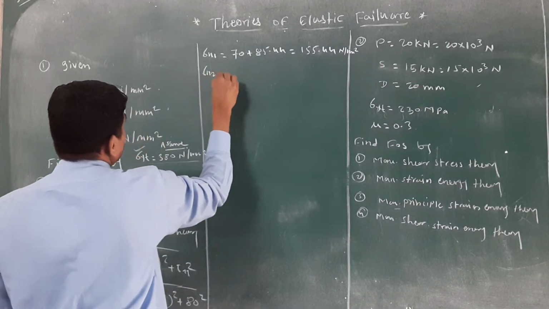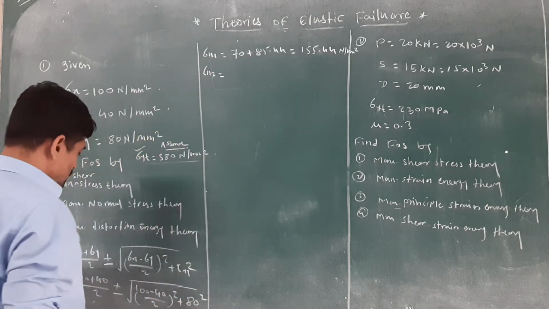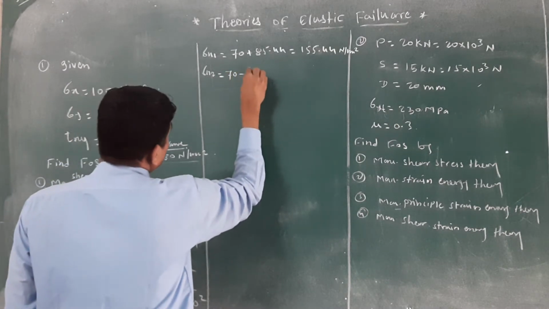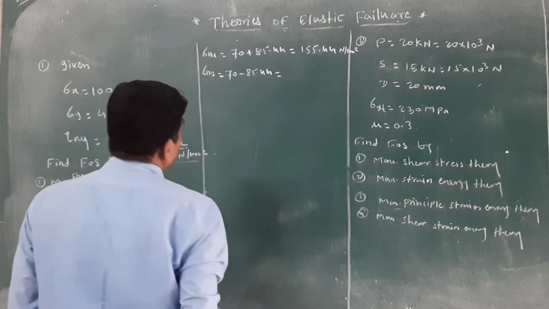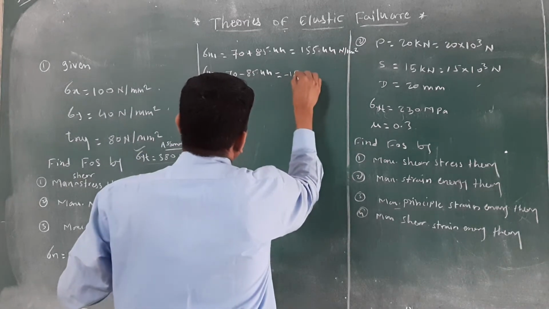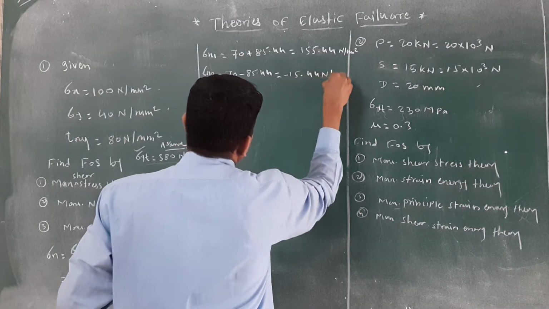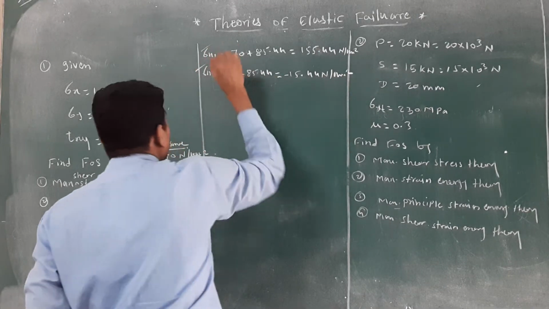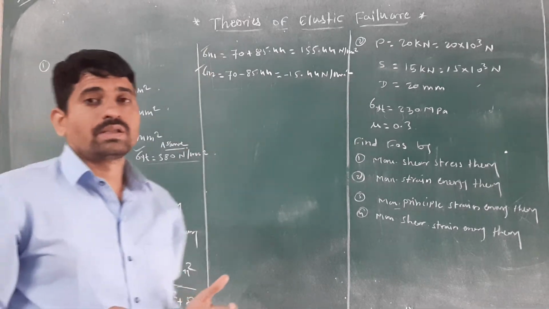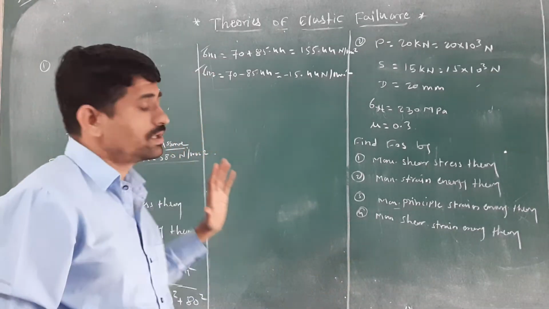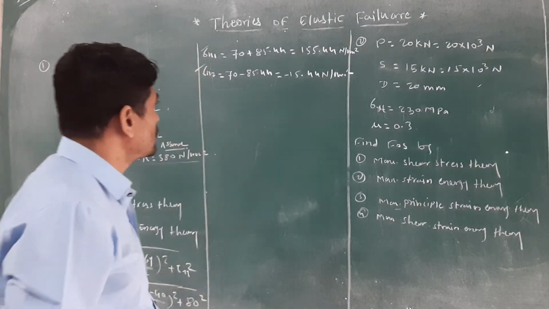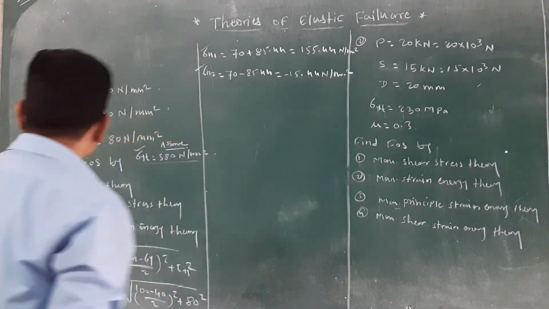And what is sigma n2? Sigma n2 is nothing but 70 minus 85.44, the minor principal stress. You will get a negative value because 85.44 is bigger than 70. You will get minus 15.44 Newton per mm square. These two values are very important. If you are given a numerical on theories of elastic failure, then definitely you first calculate the major and minor principal stress. Once you have calculated them, then come to this point.